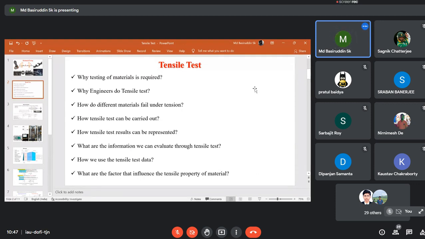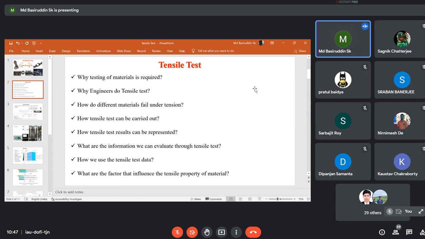Now, as I said in the earlier slide, materials generally fail under different loading conditions, not a single type of loading. Rather, sometimes they fail with combinations of different types of loading. For simplification, we can start with a single kind of loading, let's say, tensile loading conditions.